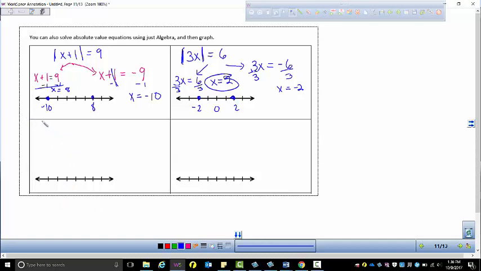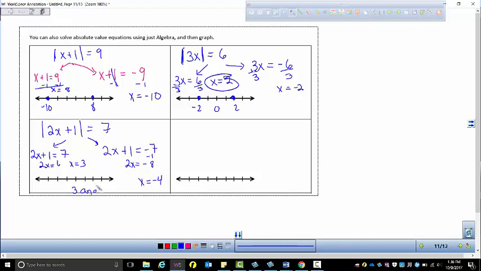Okay, we'll try another one. We'll try the absolute value of 2x plus 1 is equal to 7. So I get 2x plus 1 is equal to 7. That's going to be one of my answers. And my other answer is going to come by finding 2x plus 1 is equal to negative 7. So I solve. 2x is equal to 6, x equals 3. That's one answer. This one, I get 2x equals negative 8, so x equals negative 4. So my two answers are 3 and negative 4.